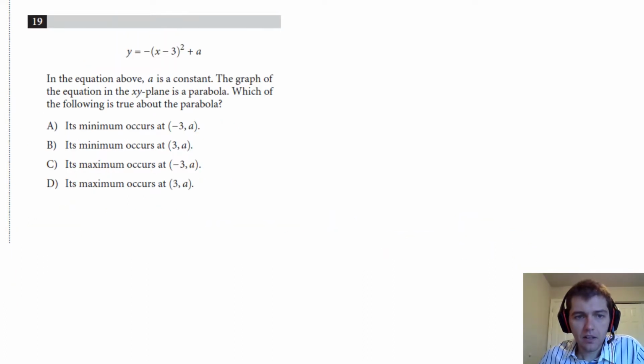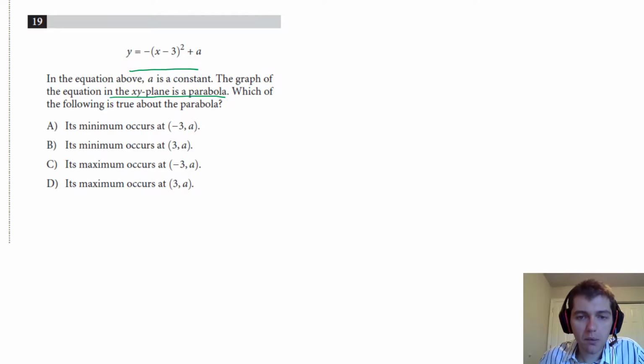Problem 19. In the equation above, A is a constant. The graph of the equation in the xy plane is a parabola. Which of the following statements is true about that parabola? This is one of those, it's rare on the SAT, but it's an equation that you have to memorize. The equation of a parabola, along with the equation of a line and the equation of a circle. I'll probably do a video on that later.